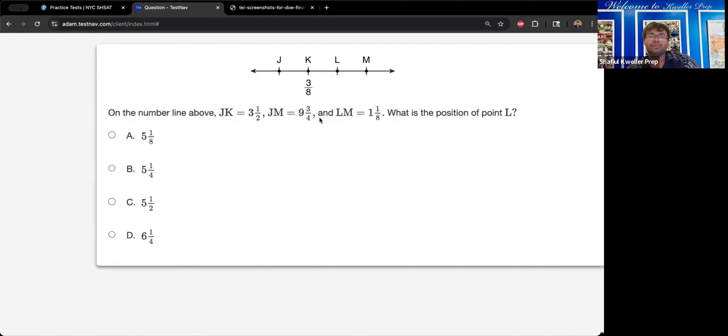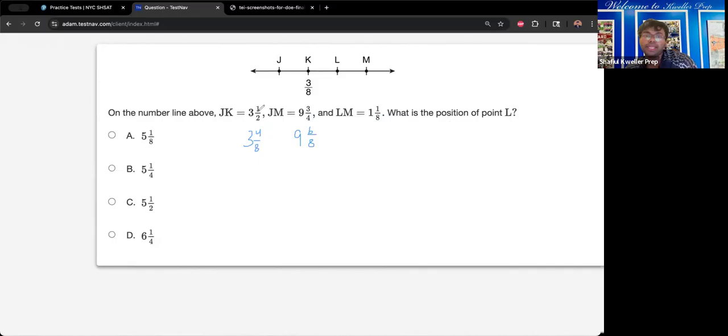So these are all in terms of fractions, and we want the same common denominator so it would be easy to work with. Clearly, it's going to be 8. 8 is the biggest number, and 2 and 4 are both factors of 8. So 3 1/2 becomes 3 4/8. JM is 9 3/4, that becomes 9 6/8. What is the position of point L?